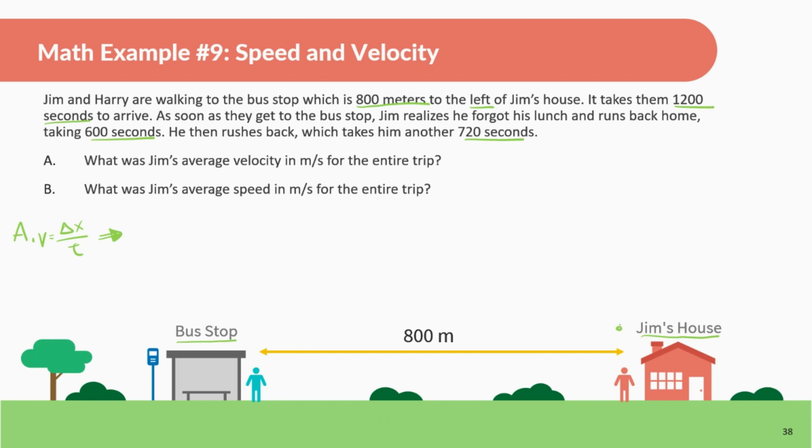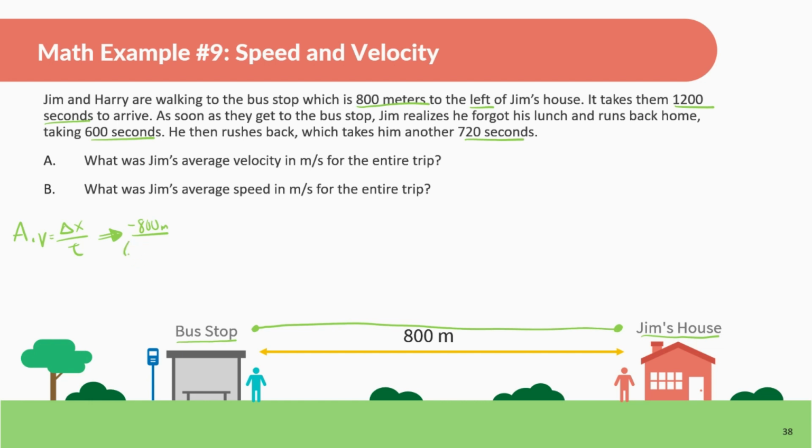So Jim started at his house and he ended at the bus stop. Okay, he goes back and forth, but that's all that happened. So Jim's displacement from where he started is going to be negative 800 meters since it's going to the left. And now, what was the time that it took?